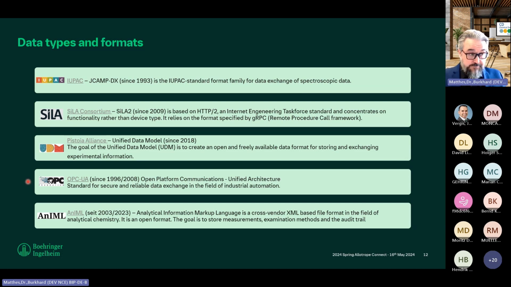OPC UA, of course, that's an architecture or file format that we have in use in our industrial automation systems, process control systems in the pilot plant, Siemens SPS controls, for example. And the latest initiatives using these data for laboratory systems, the last initiative is a very promising approach. We are watching that closely.